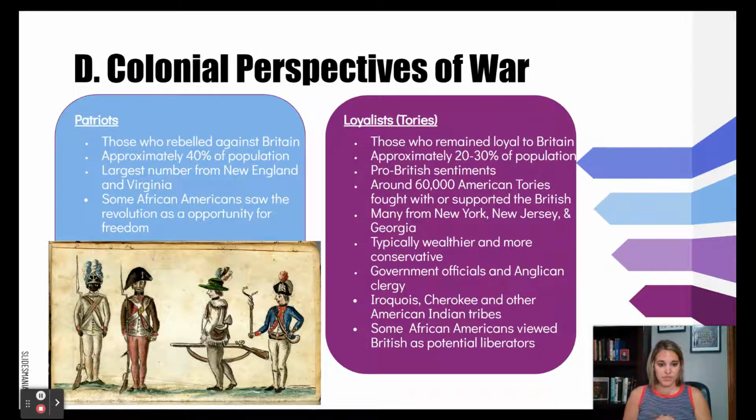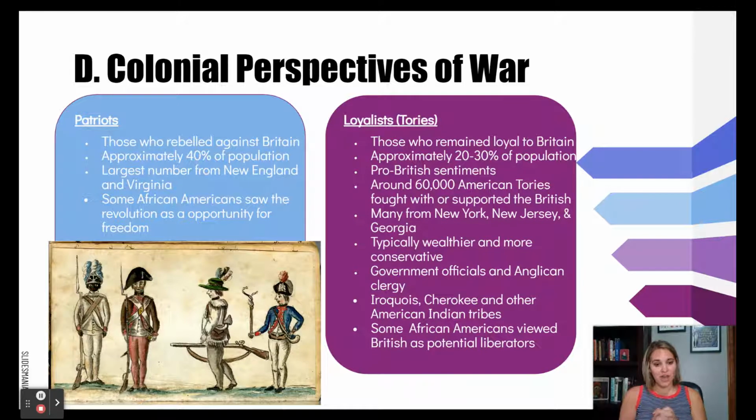But a couple of the important groups to identify are going to be American Indians and African Americans. So American Indians were most likely going to side with Britain. And a huge reason for that is going to be because of the Proclamation of 1763. They believed that Britain would protect their land and their prior agreements, whereas the colonists would not. And so they were more likely to fight with the British or support the British effort. Now, African Americans are going to be divided. Some African Americans viewed the British as potential liberators, and so they fought with the British in the war, whereas some African Americans saw the connection, like what we talked about with Phyllis Wheatley's letter, that they saw that the revolution could be an opportunity for freedom, and so they fought with the Americans.